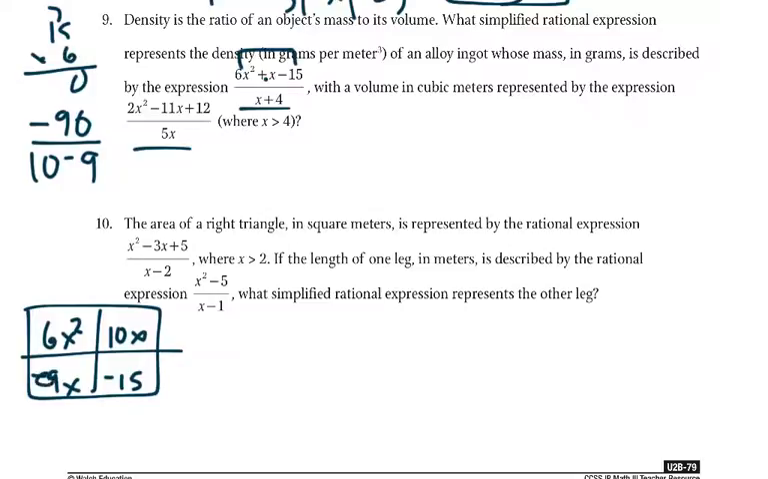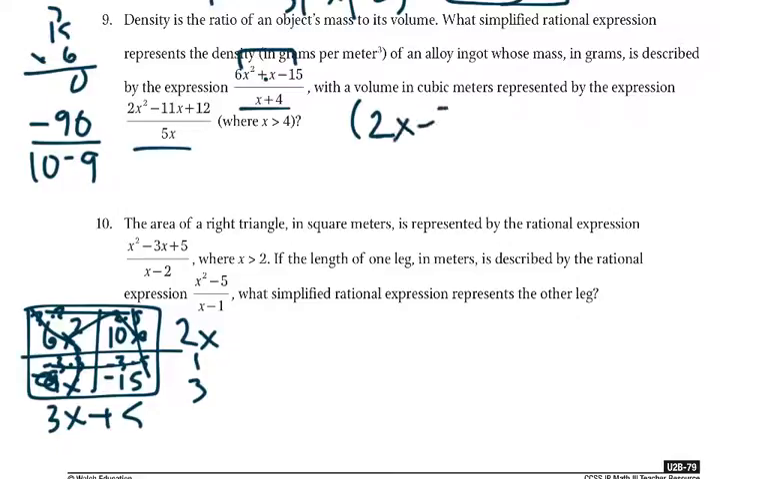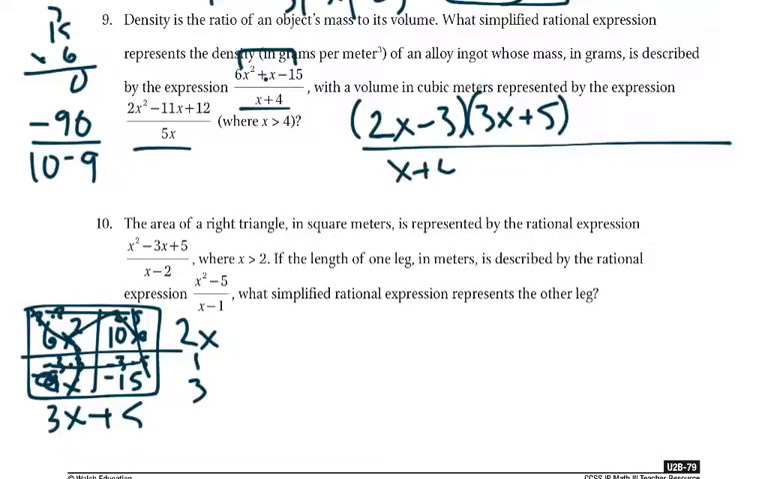Well, negative 9 would be like negative 3 times positive 3. 15 could have a negative 3 times positive 5. 10 could have a 5 times 2. 6 could have a 3 times 2. So a positive 3x, okay, a positive 5, a positive 2x, and a negative 3. So I get 2x minus 3 times 3x plus 5 over x plus 4.